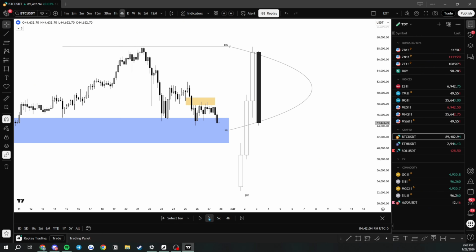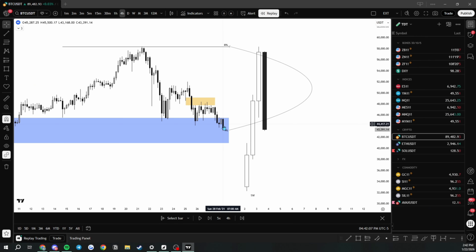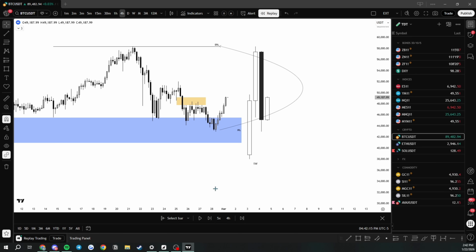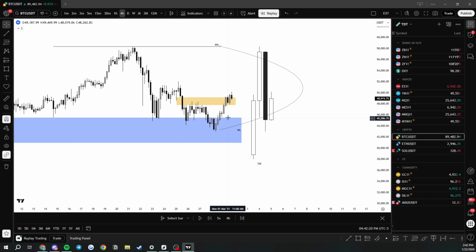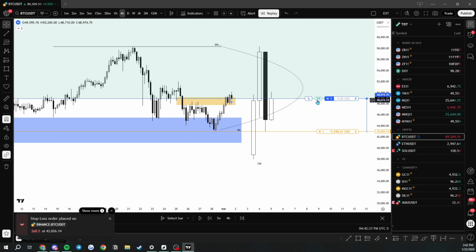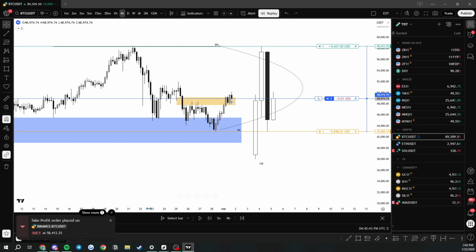Okay, so we're waiting. Still nothing, right? No new fair value gaps being made. So we're still going to wait patiently. Okay, here we go. Let's see if we can get it here. Boom. So at this point, now I would go ahead and enter, which let's see if it lets me. Okay, cool. We're going to put our stop loss at the low. We're going to put our TP at the high. Okay, and I don't know what this trade's going to do.